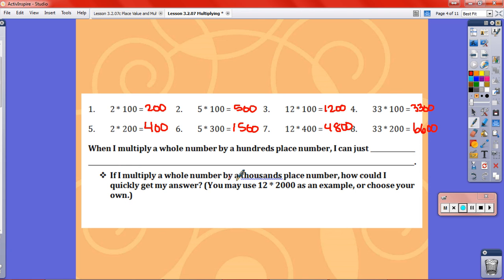And you can extend the pattern to a thousands place number. For example, 12 times 2000. You multiply 12 times 2 and you get 24. But we're not multiplying 12 by 2, we're multiplying 12 by 2000s. So, well, 12 1000s would be 12,000. So twice as many would be 24,000. Or multiply the beginning numbers, then add the zeros. Add the zeros back in.